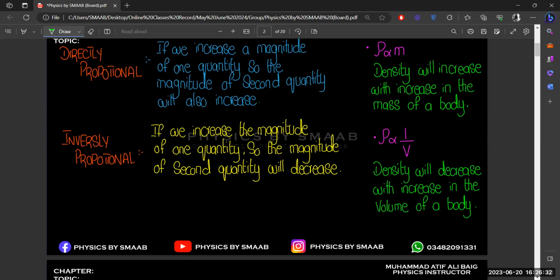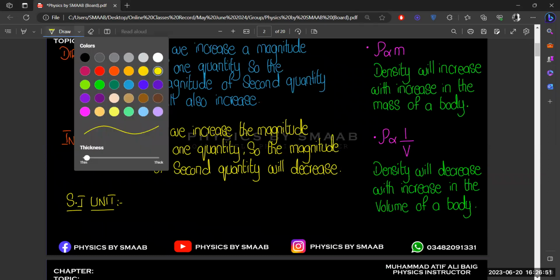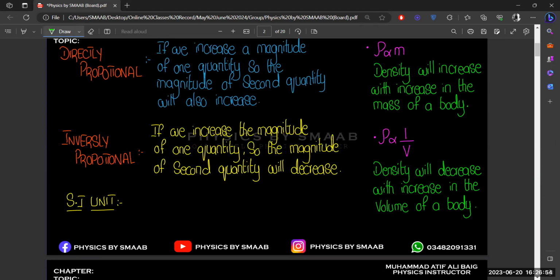Okay, and let's talk about the SI unit. So what will be the SI unit of density? Okay, there is an interesting thing. If you don't know, or let's suppose in exam you are not getting the exact SI unit for the quantity which you are writing in your question, you don't need to worry. If you know the basic formula, this is the formula for density, mass over volume, right? So what is the SI unit for mass?